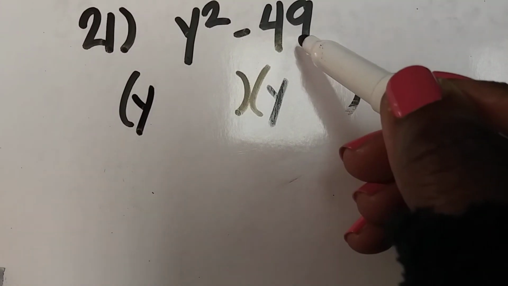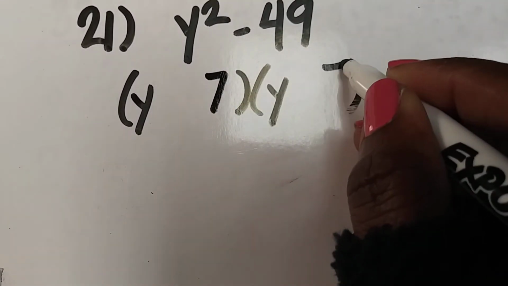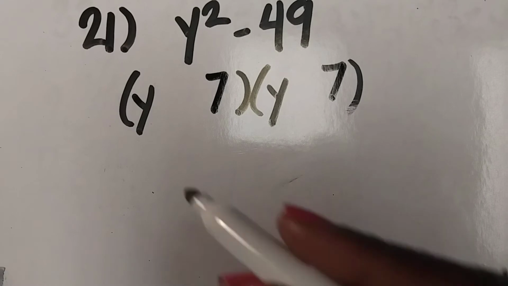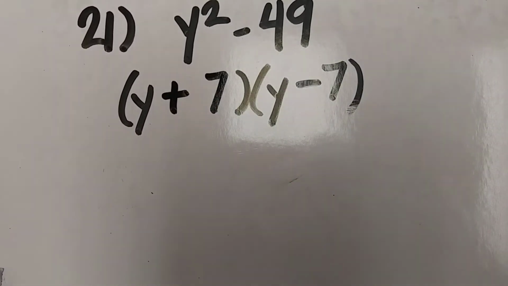What's the square root of 49? When I say square root, I'm asking you, what same numbers can I multiply twice to get 49? 7. And then we think about conjugates. We said that the signs are going to be different. And that's how I factor this.